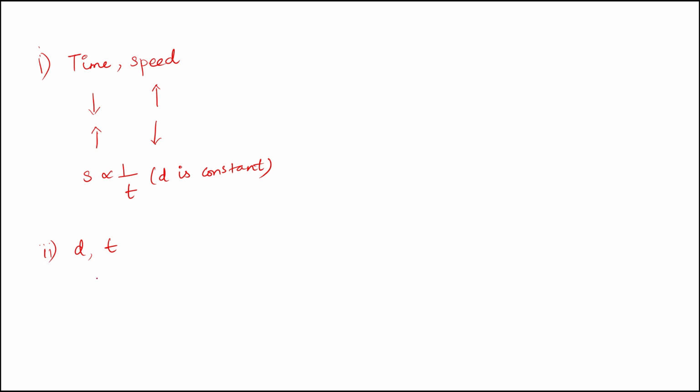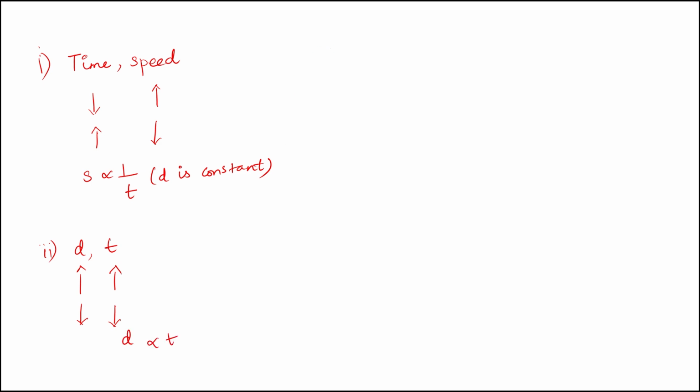Second relation is between distance and time. Are distance and time directly or inversely proportional? Yeah, directly proportional. Why? When you have more time, you will cover more distance. When you are having only less time, you will cover only less distance. So both are directly proportional.